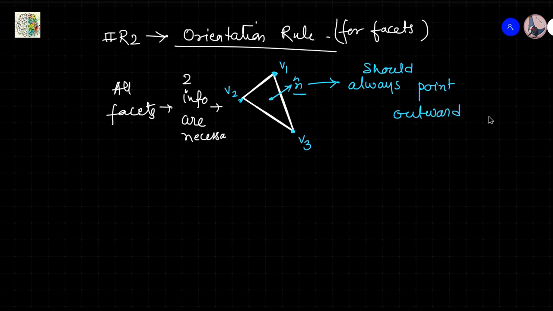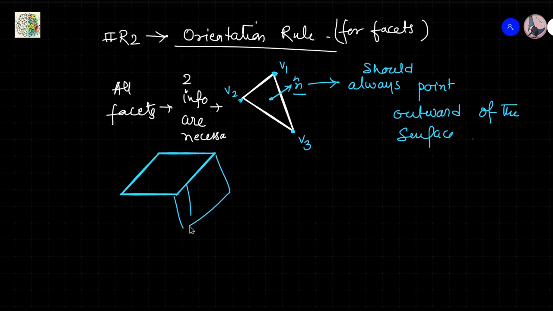Outward of the surface. It means that suppose you have a cube and you are making the tessellation on the top surface, then this normal vector can be outward and it can be downward also, inside the body. So inside the body is not the correct tessellation. It has to always point outward.